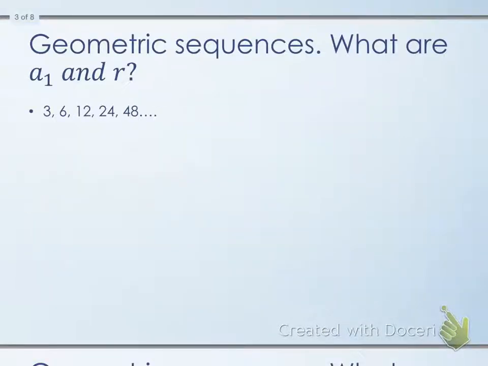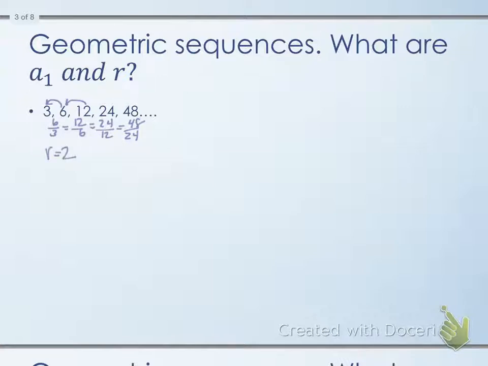Okay, so first we've got to decide if it's a geometric sequence. Are they increasing by the same thing? What is a sub 1 and what is that rate? Some of these fractions might not be as easy as you can tell, so what I do is put this over this over this. So I'm going to have 6 over 3, which should be equal to 12 over 6, equal to 24 over 12, equal to 48 over 24. If I divide all of them, that constant rate this time is going to be 2.